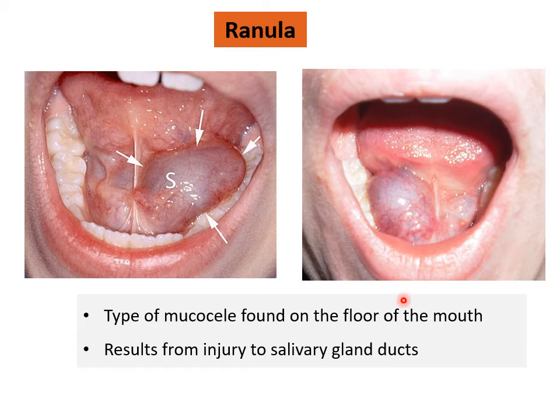Ranula is a type of mucocele or mucus filled cyst which is found on the floor of the mouth. As you see in the picture, there is a mucocele and this condition is called ranula. Usually this condition results from an injury to the duct of the salivary gland. Following an injury, the saliva will escape from the duct and accumulate deep to the mucosa and form a cyst, and such a condition is called ranula.